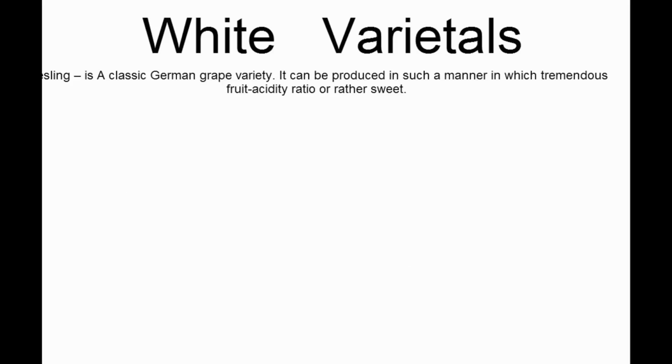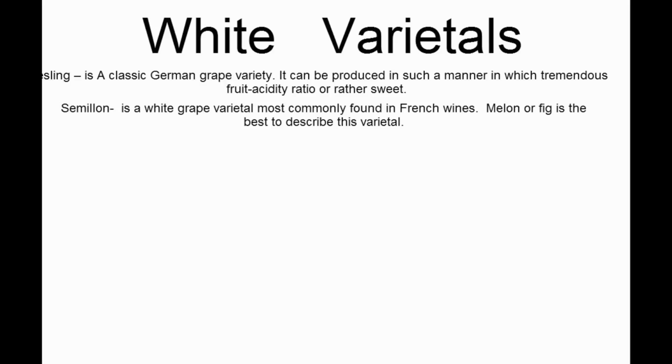Riesling is a classic German grape variety. It can be produced in such a manner as to have a tremendous fruit-acidity ratio, or be rather sweet. Semillon is a white grape varietal most commonly found in French wines. Melon or fig is the best way to describe this varietal.